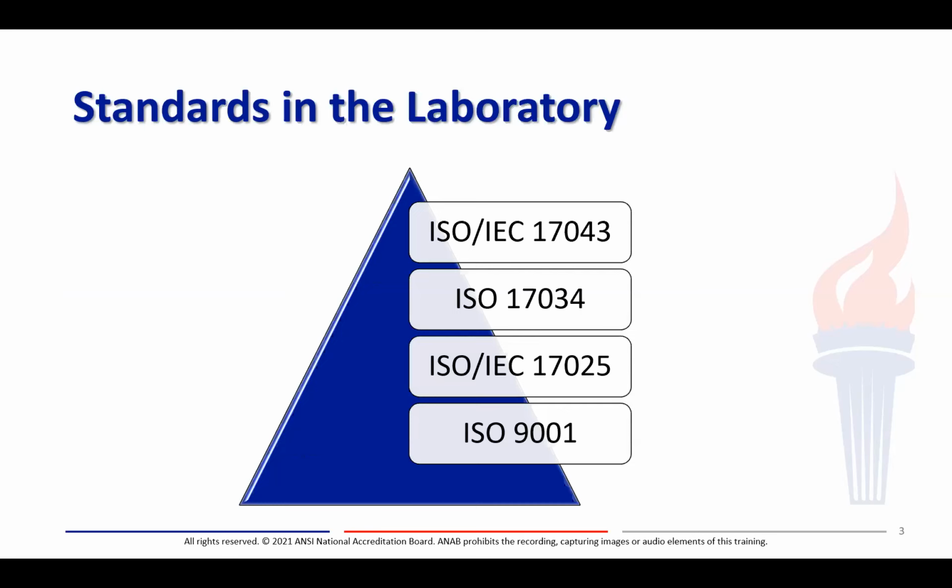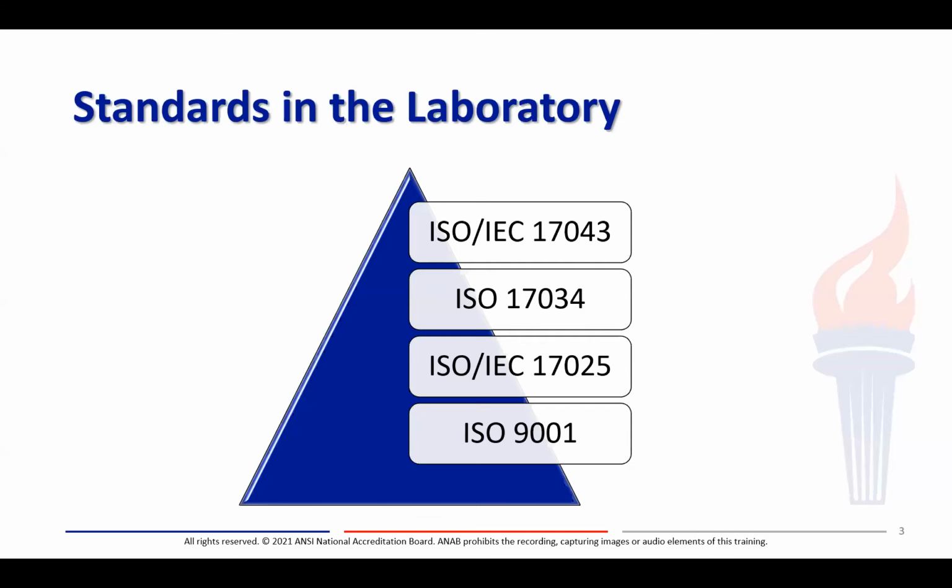Before we begin, let's talk about some of the standards that may be implemented in the laboratory. At the bottom of this triangle is ISO 9001. It is the standard for quality management systems and can be applied to any type of organization. This standard contains the requirements necessary to build a quality management system and is a good resource to laboratories, even if the laboratory is not considering certification to the standard.